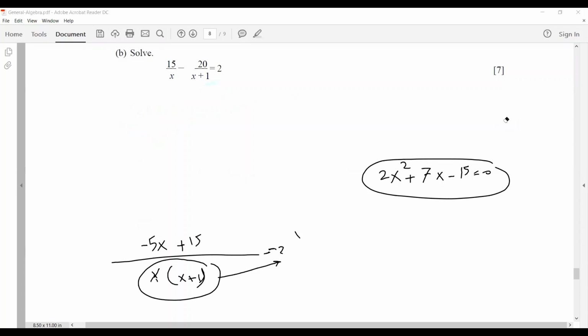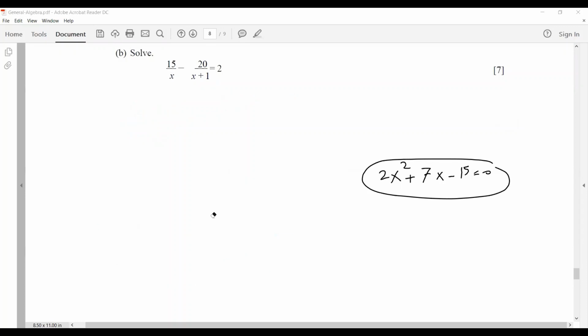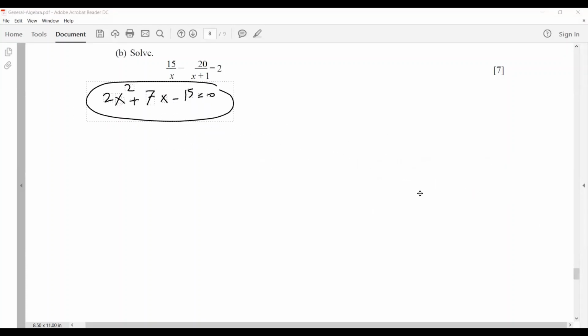Don't use the quadratic formula for this. As I told you before, the hint was a certain degree of accuracy. Definitely we can solve this by factorization, and that's what we're going to do now. The AC here would give us negative 30. This is A, this is C.